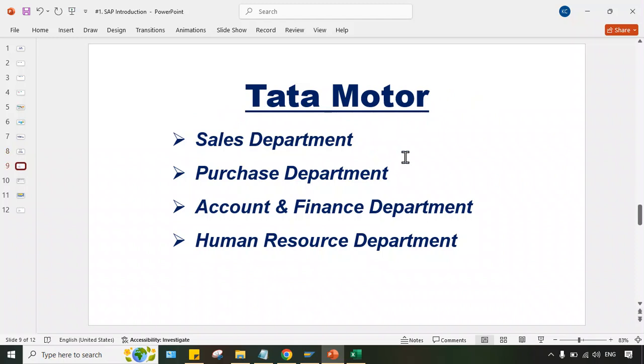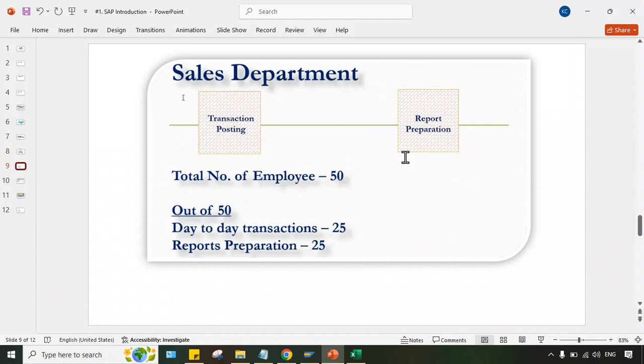Now just take an example of a particular department. I have taken the example of the sales department. Just assume that Tata Motors is not using any ERP. It means Tata Motors is not using any software. So if they're not using any ERP or software, then what will happen guys? All the activities they have to perform manually, right? Manual transaction posting, manual report preparation, every activity will happen manually, isn't it?